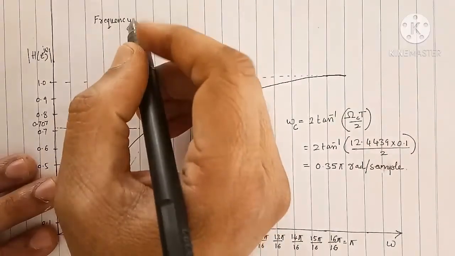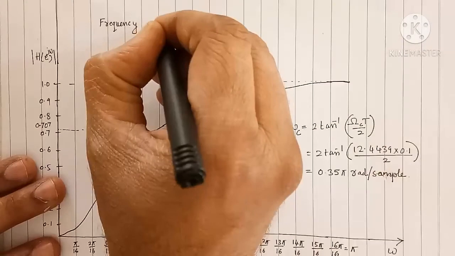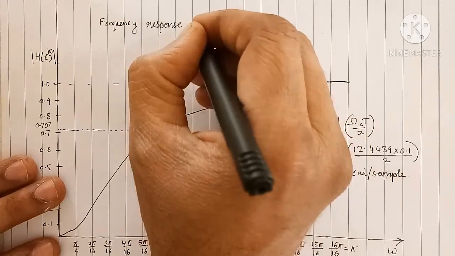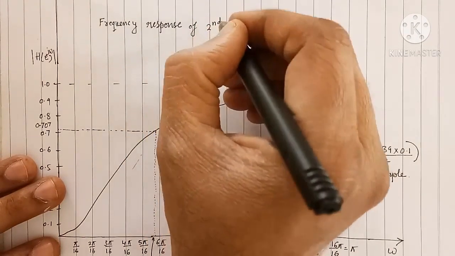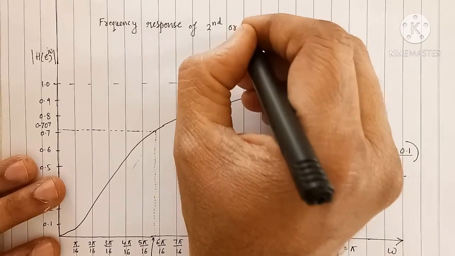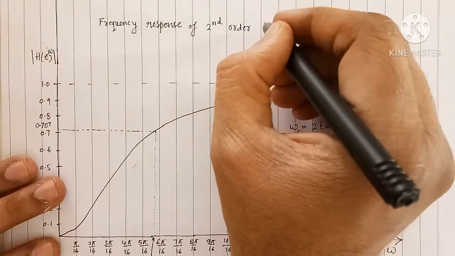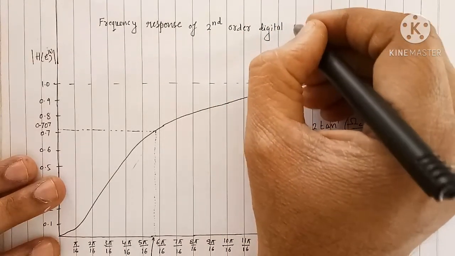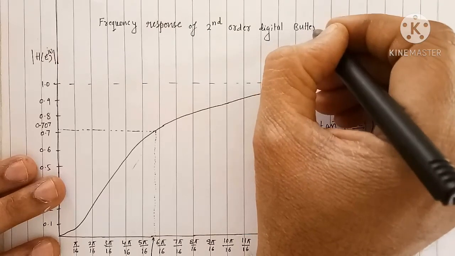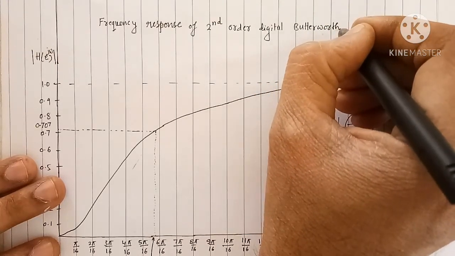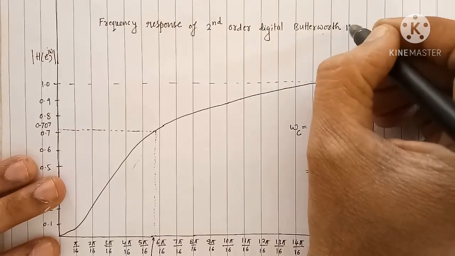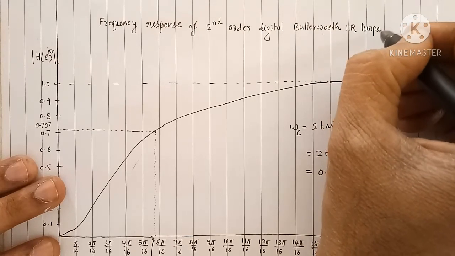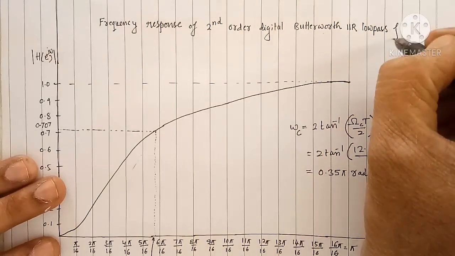So I'll write here frequency response of second order digital Butterworth IIR low pass filter.